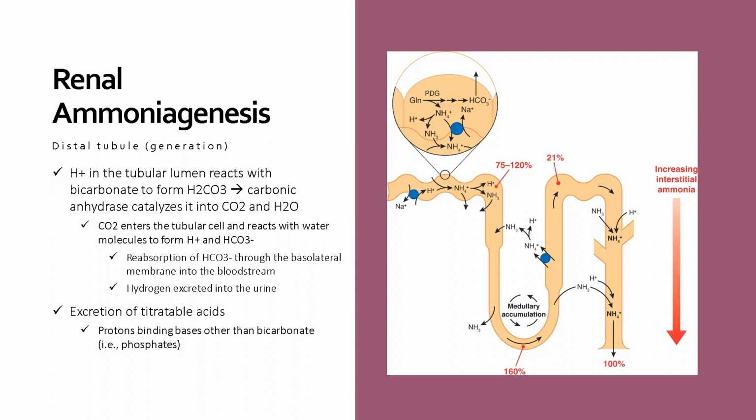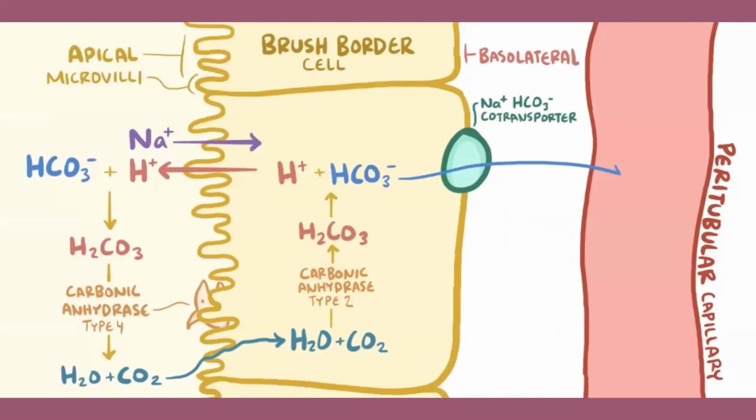And what happens here is there's excretion of titratable acids. The hydrogen or the proton ions are going to bind other bases such as phosphates, which is another major buffering system in the body. And this is just kind of another stylized diagram.